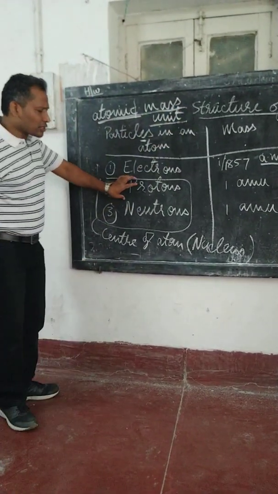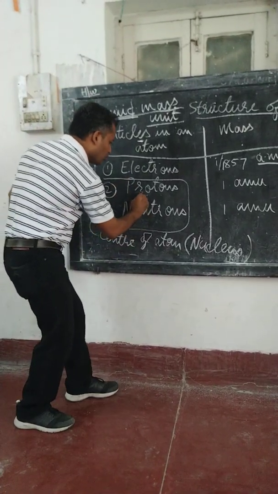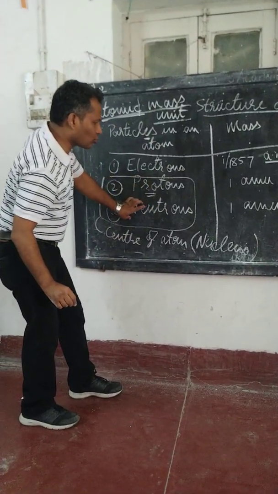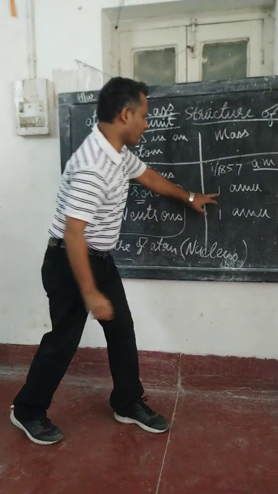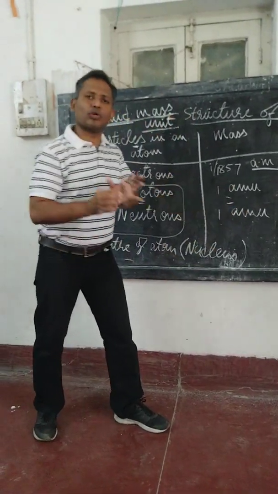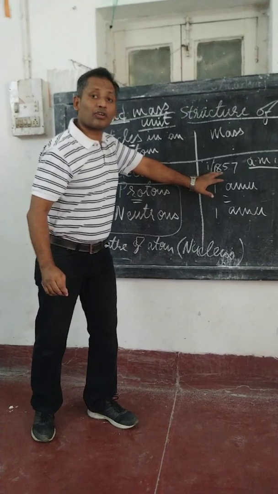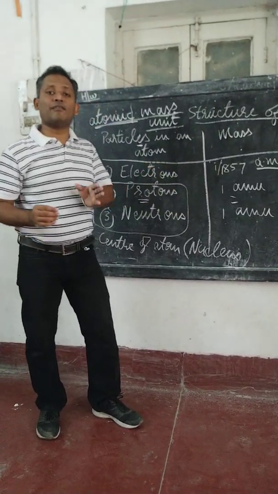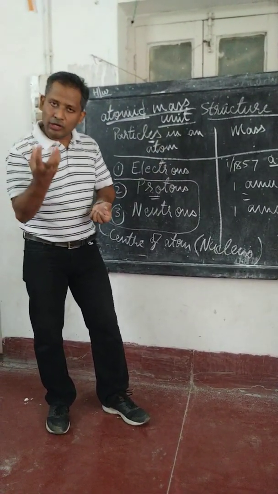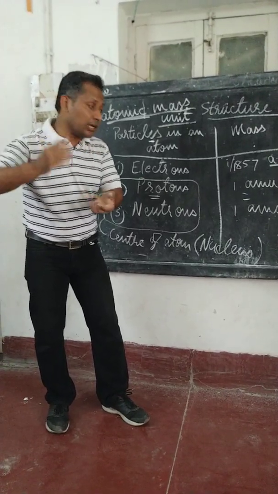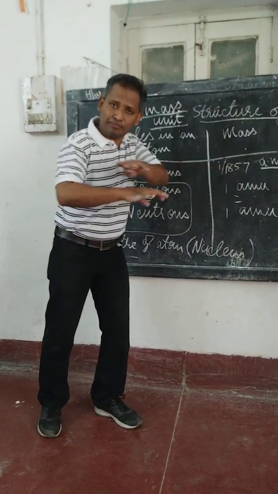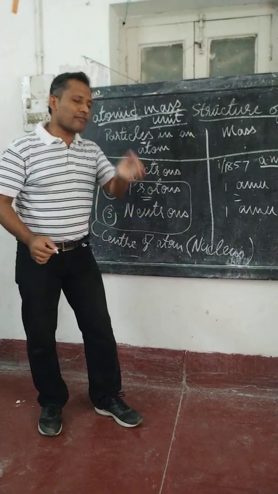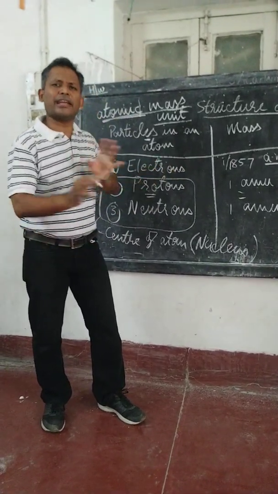The mass of a proton and a neutron is equal. The mass of a proton is equal to the mass of a neutron. Both are 1 AMU. And the mass of an electron is 1 by 1857 AMU. That means if you take a neutron and cut it into 1857 equal pieces, one piece is the mass of an electron, which is negligible.